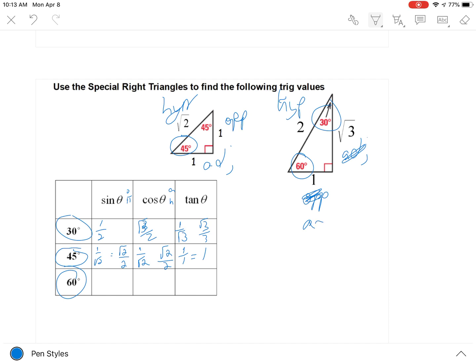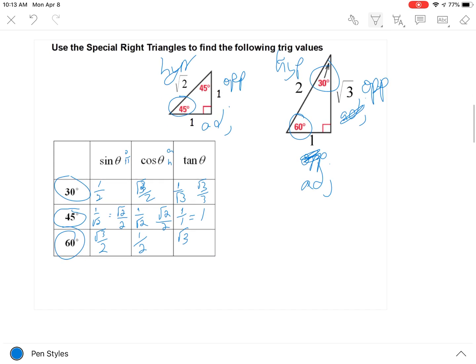Okay, now with 60, what's going to happen is this is just going to change spots. Now I'm looking at the 1 as my adjacent, and the square root of 3 is my opposite leg. So now the square root of 3 over 2 is my sine. Cosine is now 1 over 2, adjacent over hypotenuse. And now I have the square root of 3 over 1, which is just the square root of 3. All right, so get familiar with the two triangles, because this table here is very important. You're going to end up memorizing that to the point where you can tell me right off the top of your head that the square root of 2 over 2, hey, that's the sine of 45.